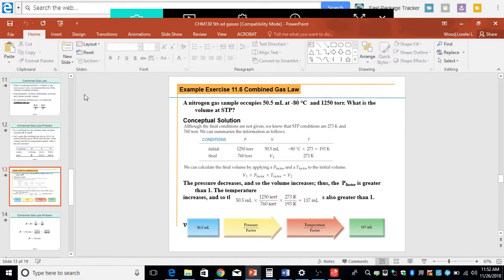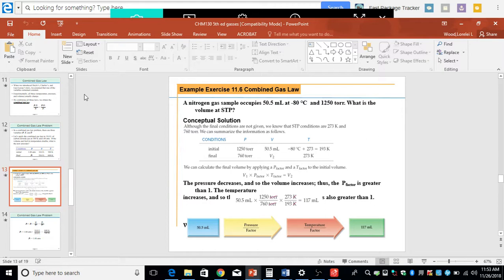It says here, a nitrogen gas sample occupies 50.5 mL at negative 80 degrees Celsius and 1250 torr. What's the volume at STP? Now, we sort of did this last week a little bit. So I'm going to put initial and final conditions. I'm going to make the grid here. You should be making the grid there. And the variables we've got to deal with are volume, temperature, and pressure.